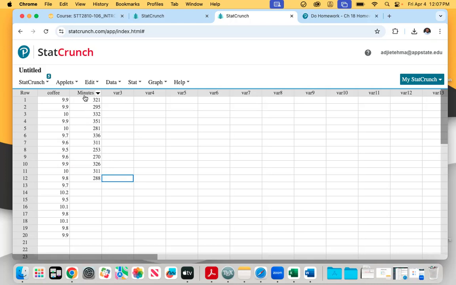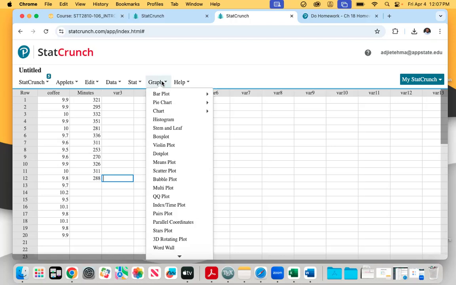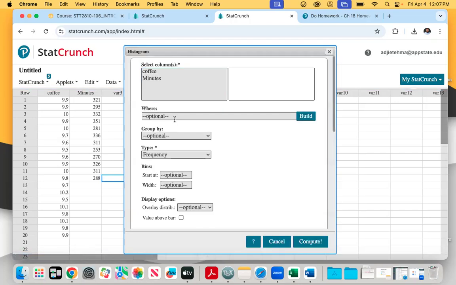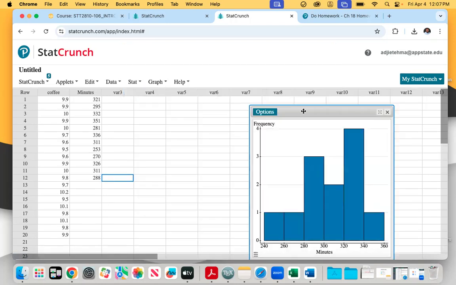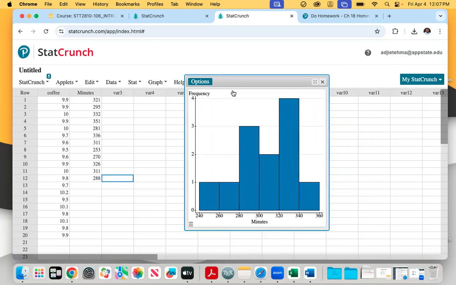To be able to verify the nearly normal condition, we want to plot a histogram. So we just go to Graph, Histogram, and then we select the column where we inputted our data. In my situation, it is minutes. So you do so for yours. So minutes, and then this is the histogram I have. And you can see from here, it is fairly symmetric.